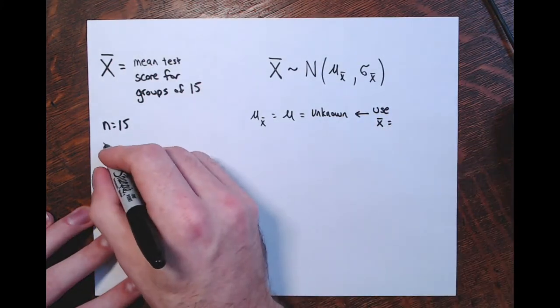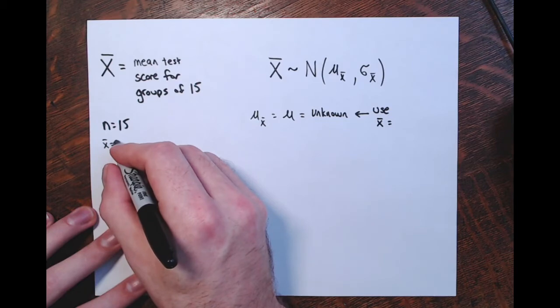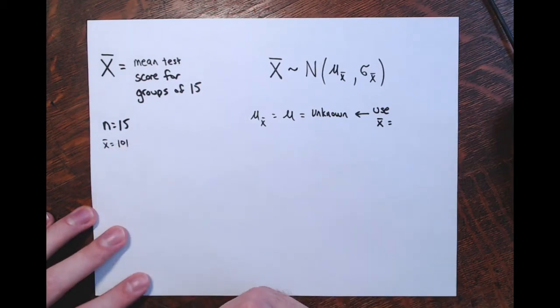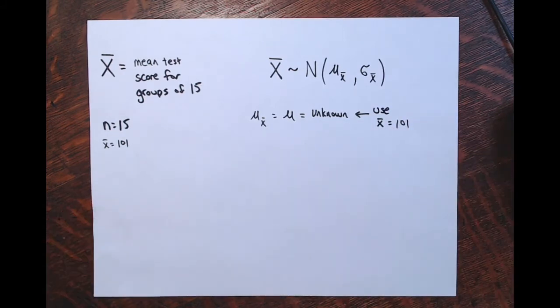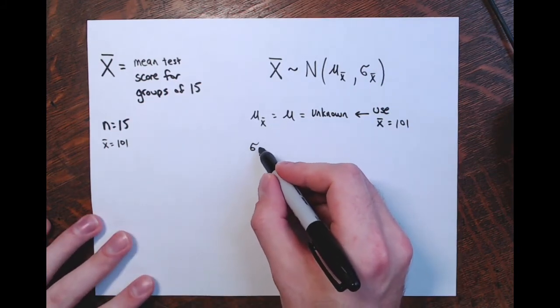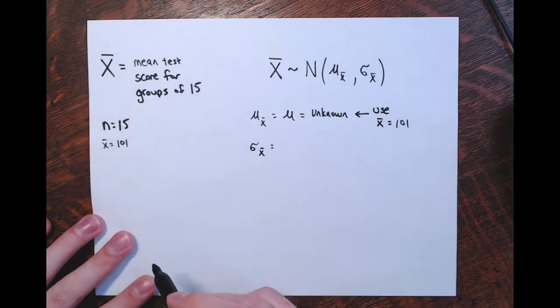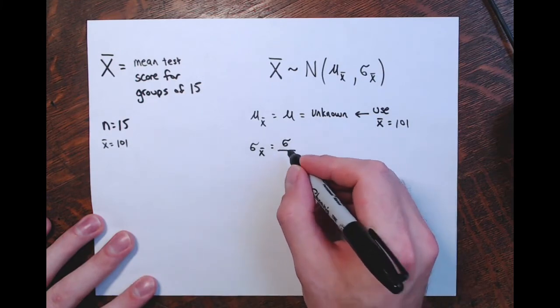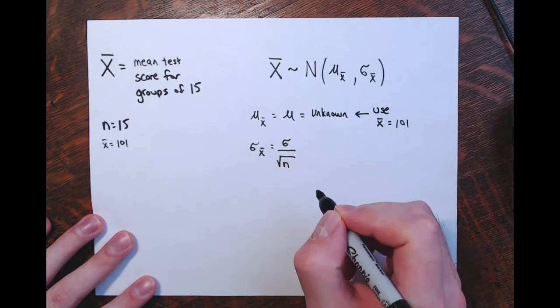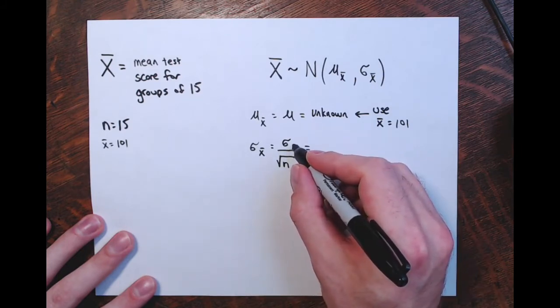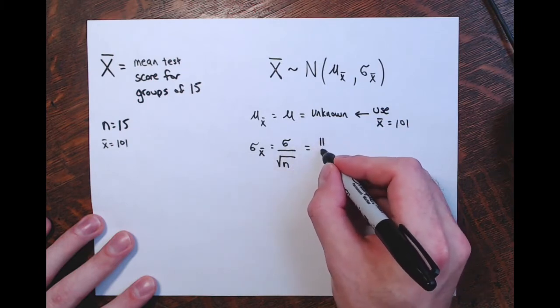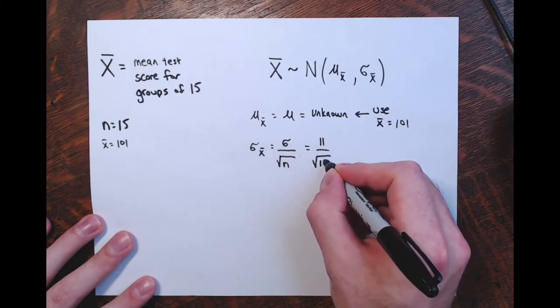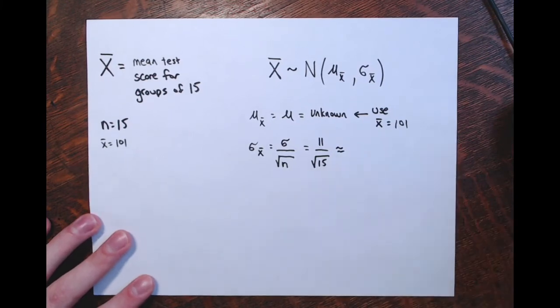Now they said for the sample of size 15, the 15 people they looked at had an average standardized test score of 101 points. So we're going to use 101 here as our initial guess, our point estimate of mu. Again, we don't actually know mu itself though. And the standard deviation of the means for groups of 15, remember how that was calculated? That was the standard deviation of the population, sigma, divided by the square root of the sample size. Now sigma was given, right? They told us the known population standard deviation of 11 points divided by the square root of the sample size, which was 15.